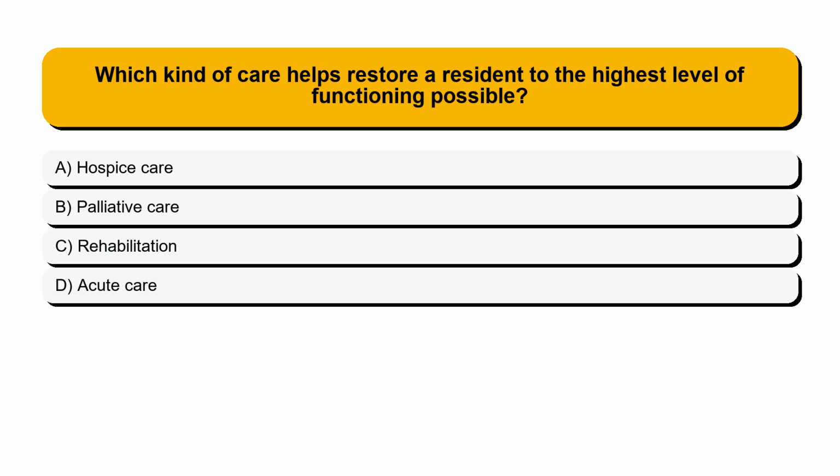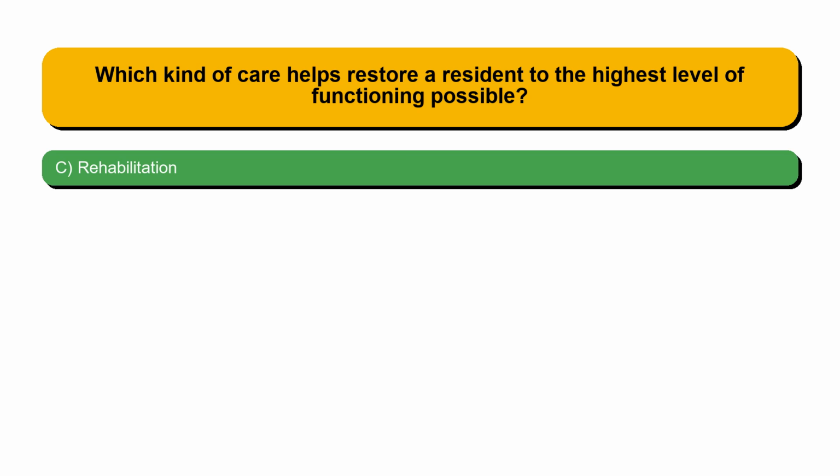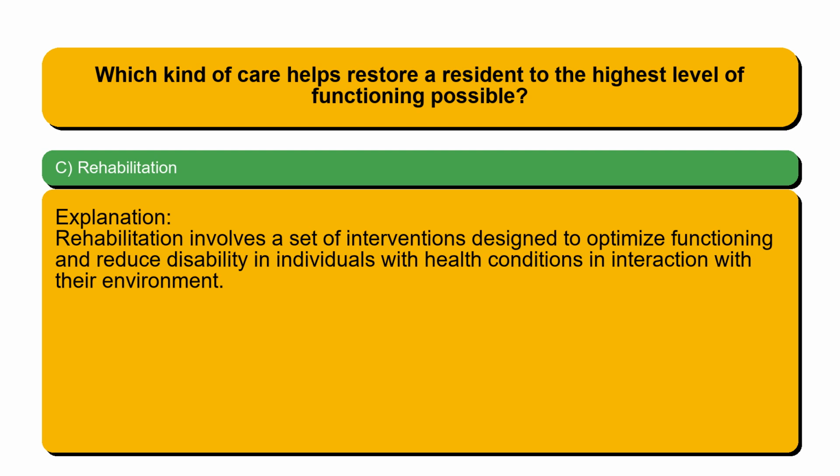Question 38. Which kind of care helps restore a resident to the highest level of functioning possible? Option A, hospice care. Option B, palliative care. Option C, rehabilitation. Option D, acute care. The correct answer is option C, rehabilitation. Rehabilitation involves a set of interventions designed to optimize functioning and reduce disability in individuals with health conditions and interaction with their environment.